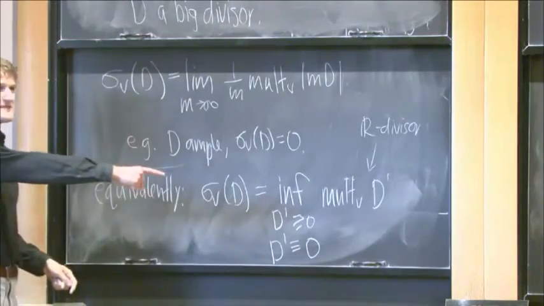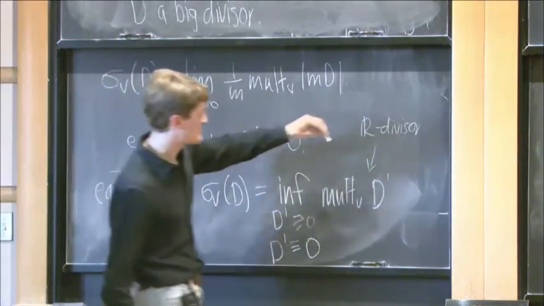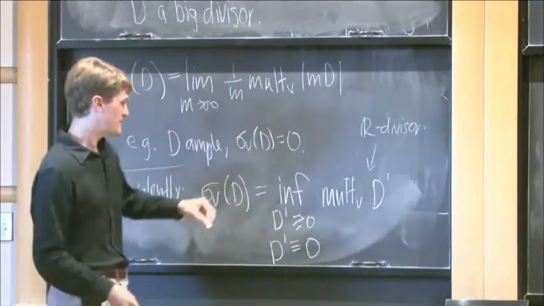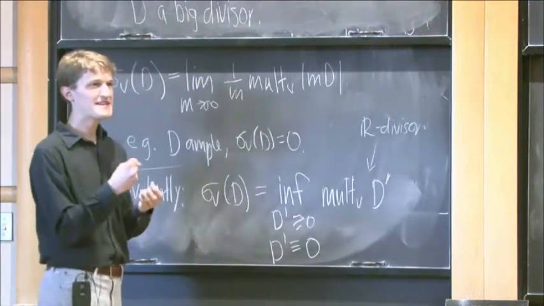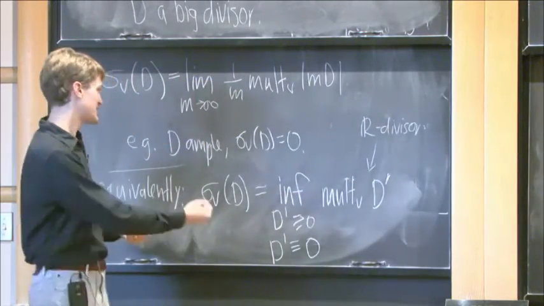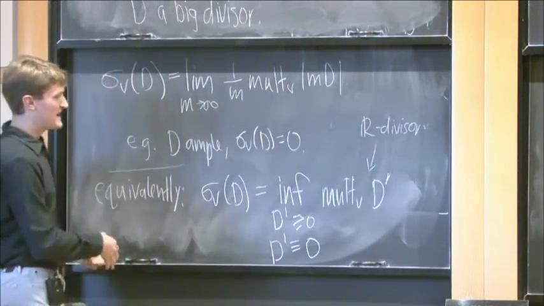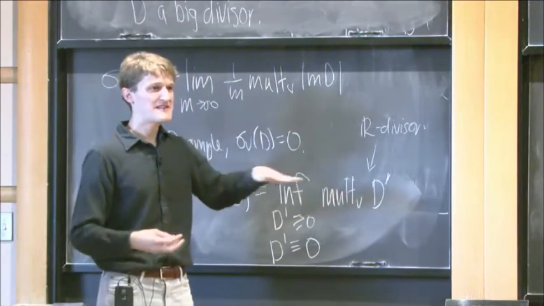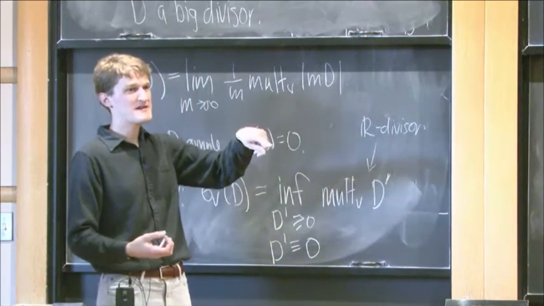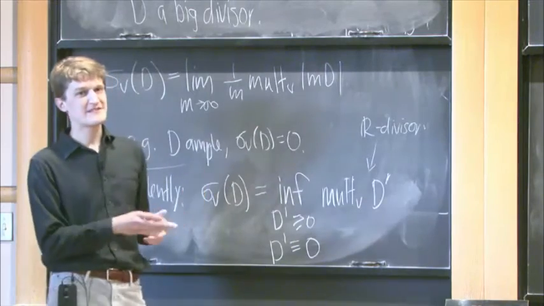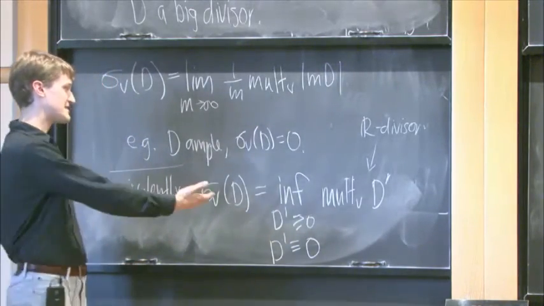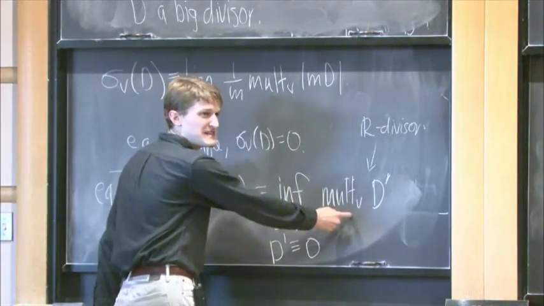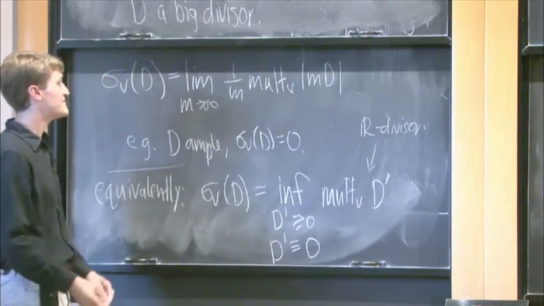So if I write the definition like this, which I'm probably going to do, the way you should think about D' is this: you take a large power of D, you take a general element of |mD|, and then you take D' to be that thing with coefficient 1 over m. That will be an R-divisor that's numerically equivalent to D, but it's going to be relatively less singular along V than D itself was.